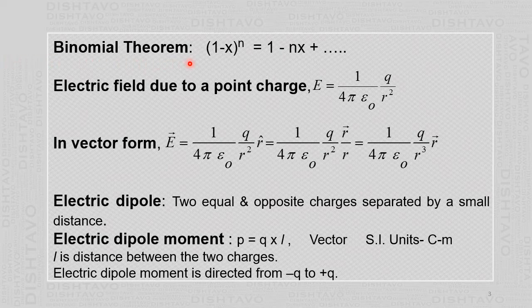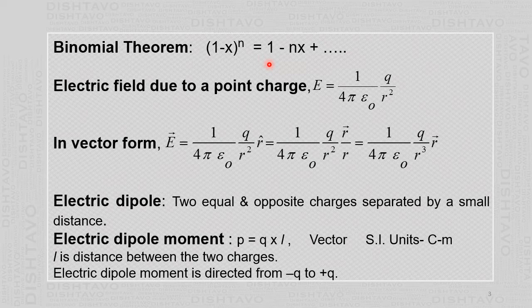The binomial theorem gives the expansion of (1 - x) raised to n. n is an integer and x is a number smaller than 1. Now it is an infinite series, but I have written only the first two terms because higher terms will be neglected, because they will be very small as compared to 1.